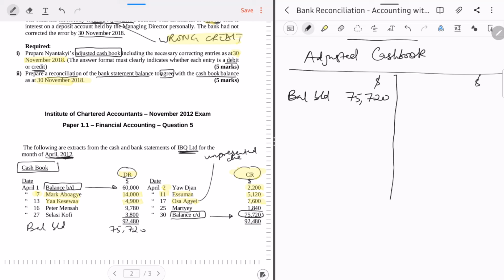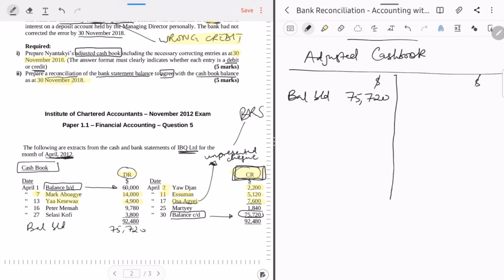unpresented check. Why is it unpresented? Credit here means that I have issued a check to Mr. Osa AJ of 7,600. If it's not on the bank for the bank to debit me yet, it means Mr. Osa AJ has either kept the check under his pillow, or he has misplaced it, or he has just not gone to the bank yet. So this is unpresented. He has not yet presented it to the bank for payment. Take note. So we found our first unpresented check, and you know where this will go? To the bank reconciliation statement.